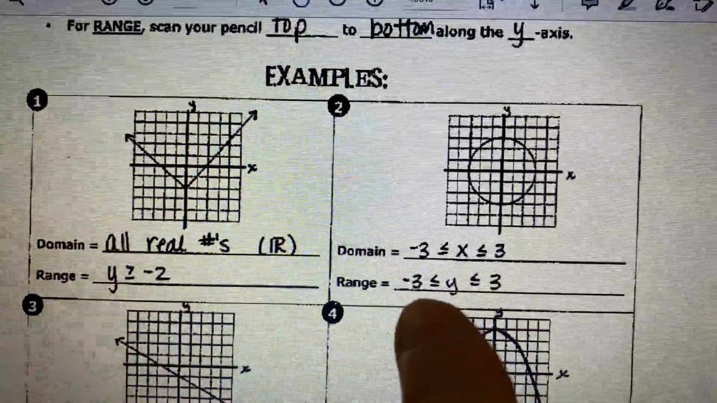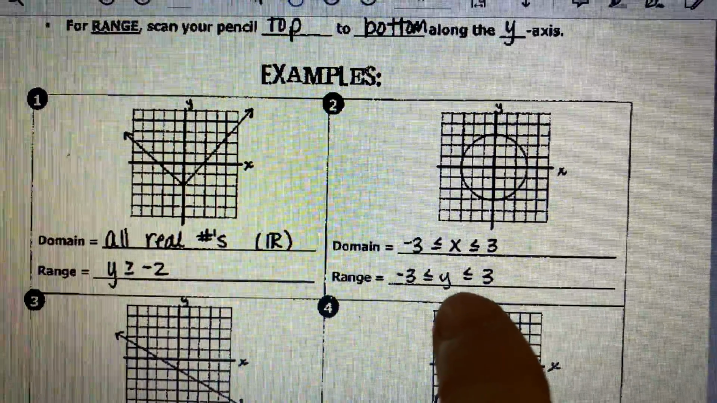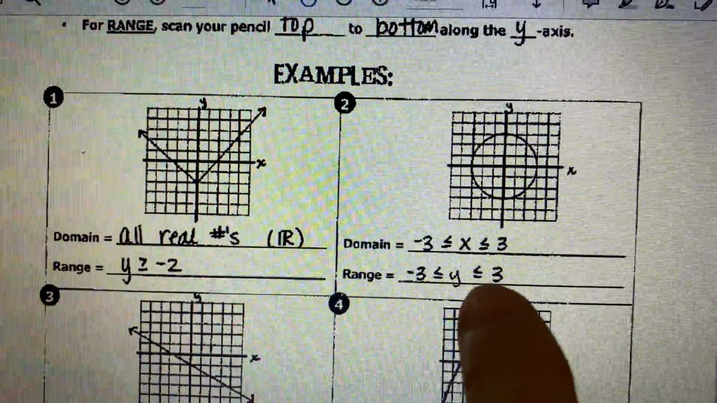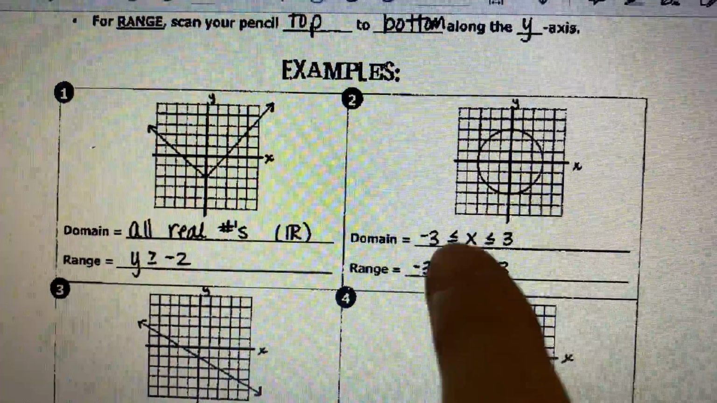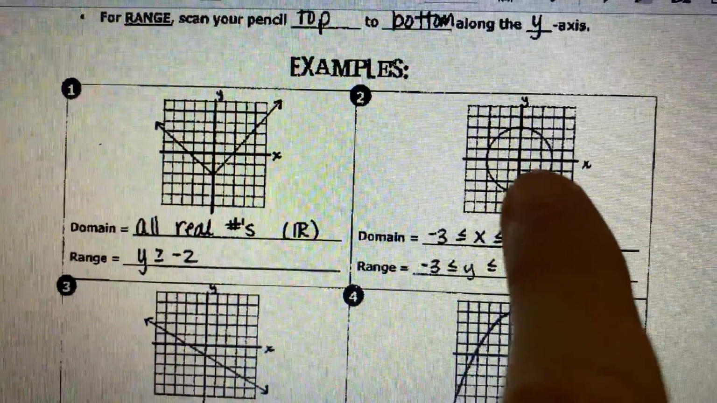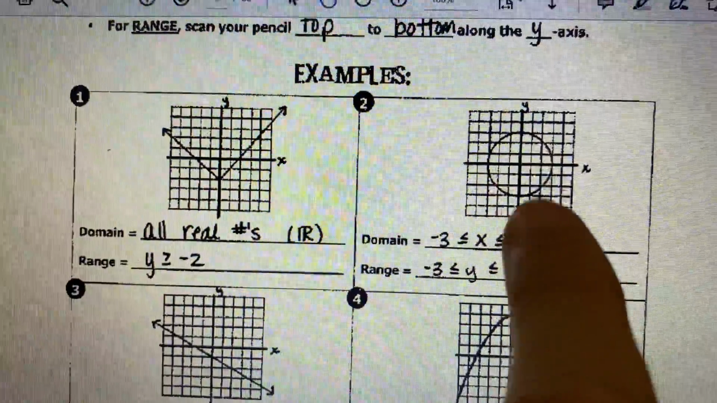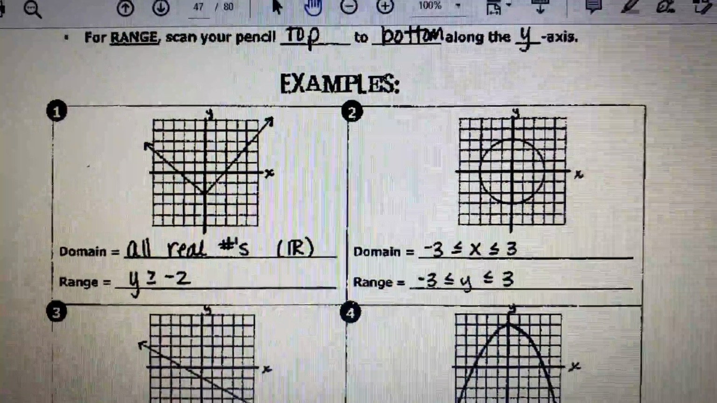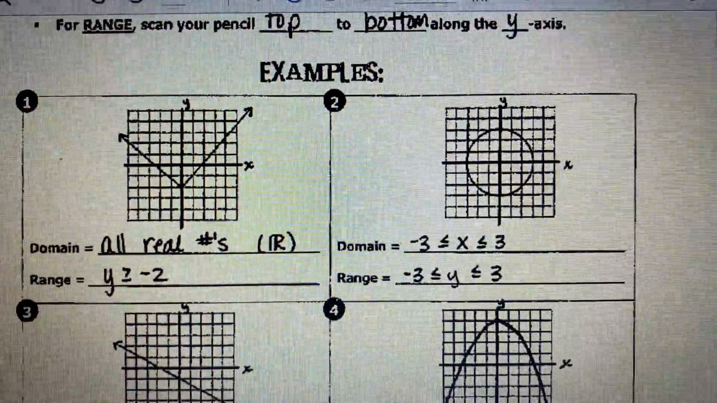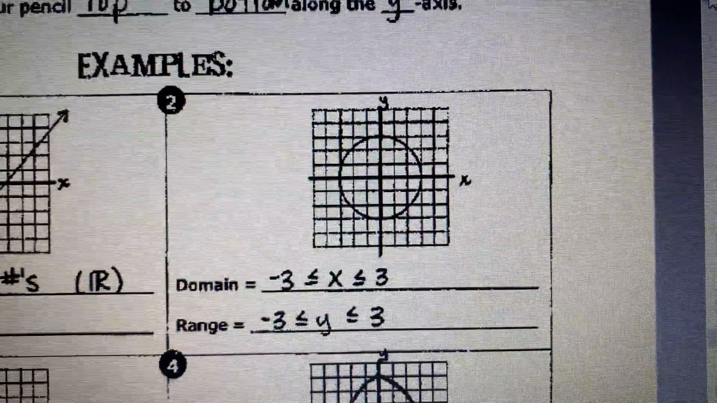What are the limits for the range, or y? You write down y here, then less than or equal. On the bottom, it's going to be -1, -2, -3, so -3. And on the top, it's going to be 1, 2, and 3, so 3. And there are the domain and the range with the limits of this graph, of this circle, you know?